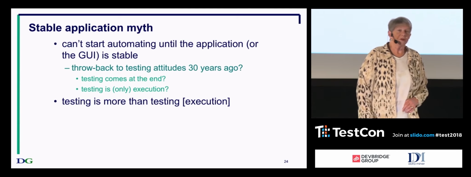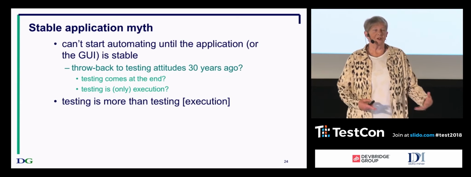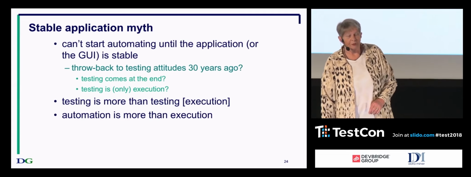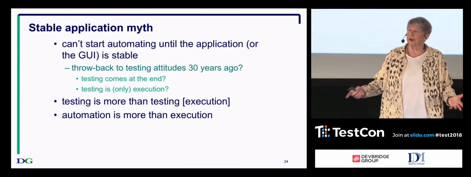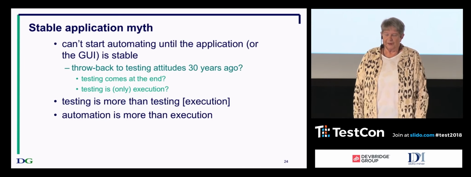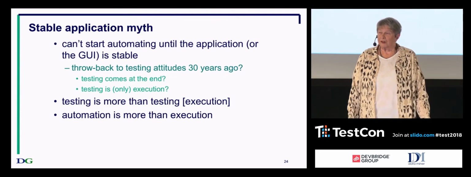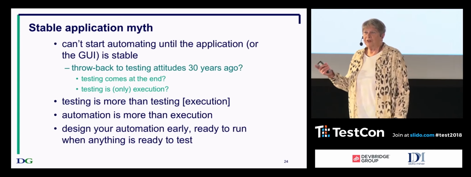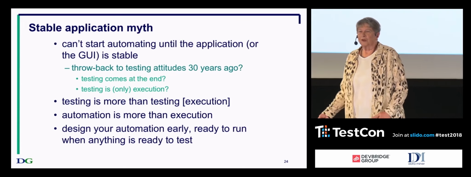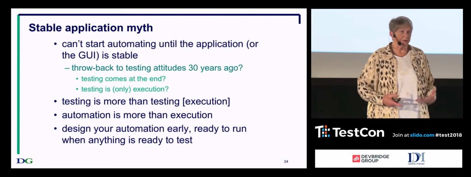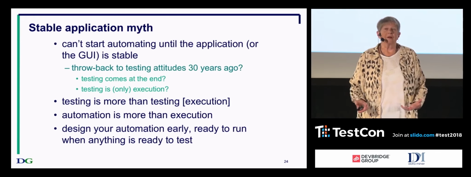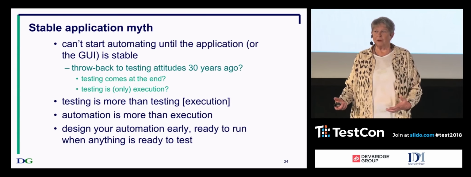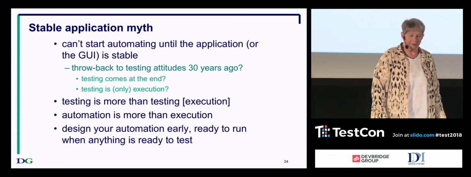Testing is more than test execution. And automation is also more than just running the automated tests. The automation needs to be designed. The automation could start right from the beginning. If you design the automation early so that it's ready to run when the system is then ready, then you will get better results. Then you will be able to get the benefit from the automation.